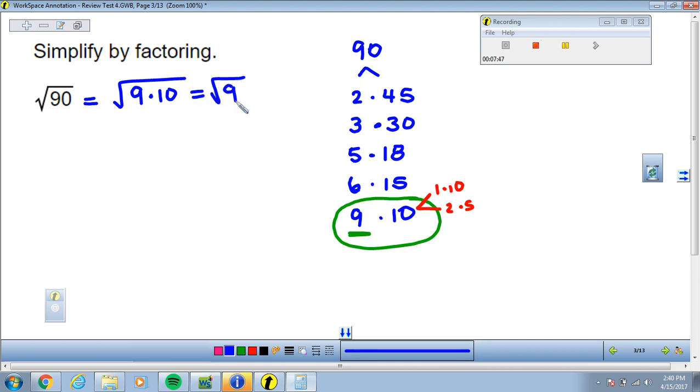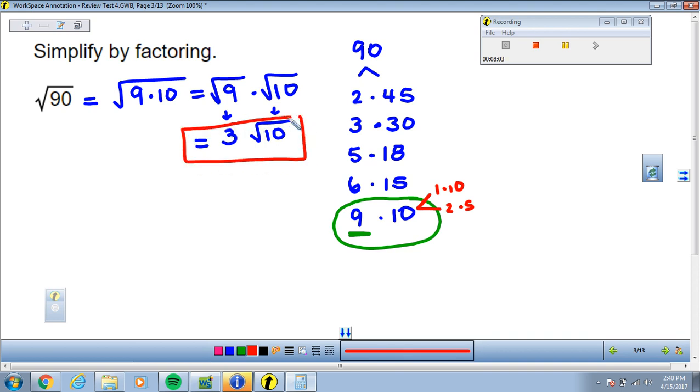So if I rewrite this as the square root of 9 times the square root of 10, square root of 9 is perfect, it's 3. The square root of 10, there's nothing you can do with it, so you just bring it down, and that would be your answer. 3 square root of 10. Okay? That's the simplification. You don't need to leave a space in between 3 and square root of 10. They're a single number altogether.